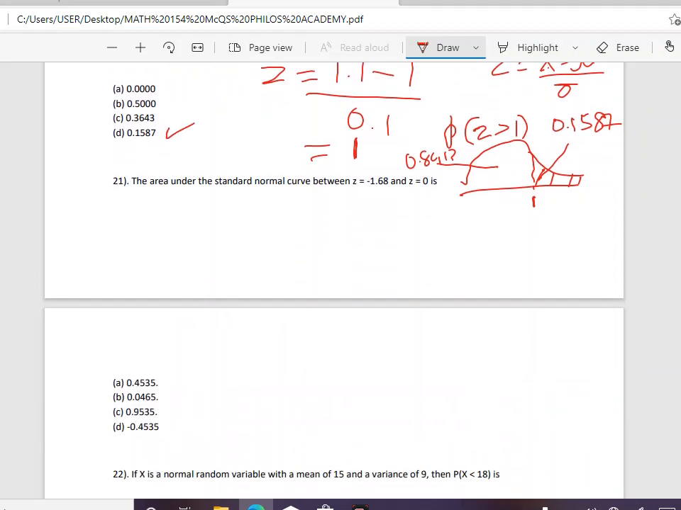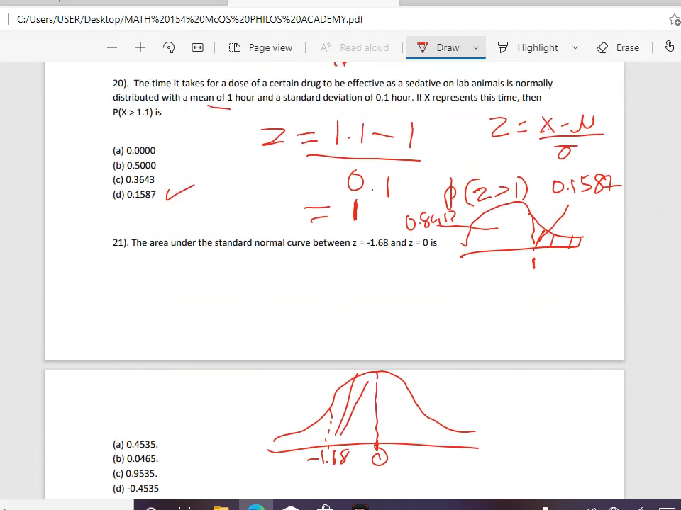Question 21. The area under the standard normal curve between z equals negative 1.68 and z equals 0 is... Now to solve this, when you sketch a curve, if you really understand this, there's no need to sketch the curve. I'm sketching it as an illustration to guide you on what it means. In a standard normal curve, the middle is 0, and negative 1.68 is somewhere here. So the question wants us to find the area between negative 1.68 and 0.